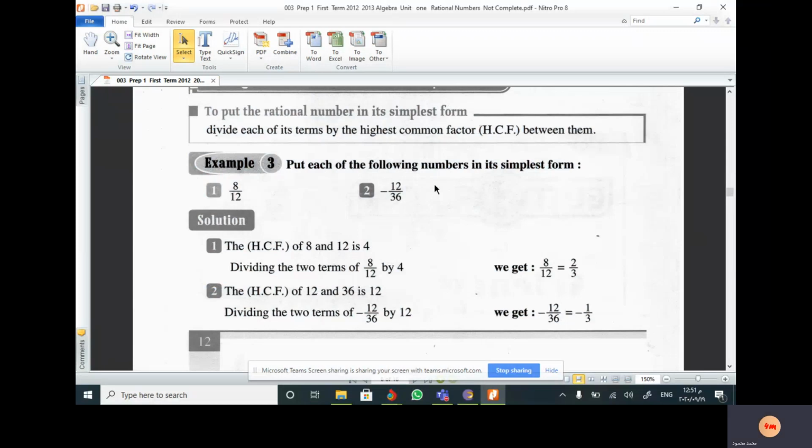Negative 12 over 36. The highest common factor of 12 and 36 is 12. So if you divide by 12, you will get negative 1 over 3.